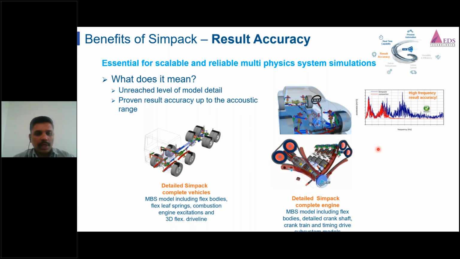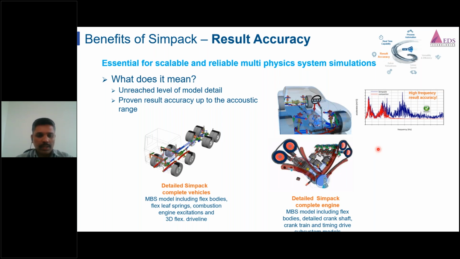Next benefit of Simpack is result accuracy. What does it mean? It means proven result accuracy that goes up to the acoustic range. Simpack not only delivers accurate results in low-frequency areas, for instance for handling dynamics applications, but also accurate results up to the acoustics of gearbox noise and other acoustic effects.